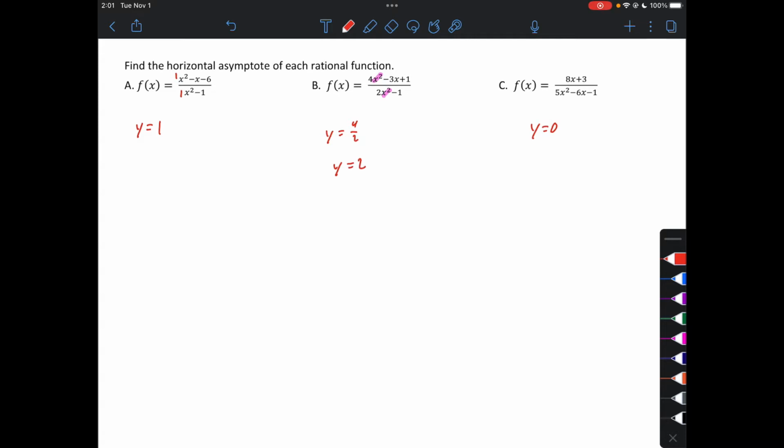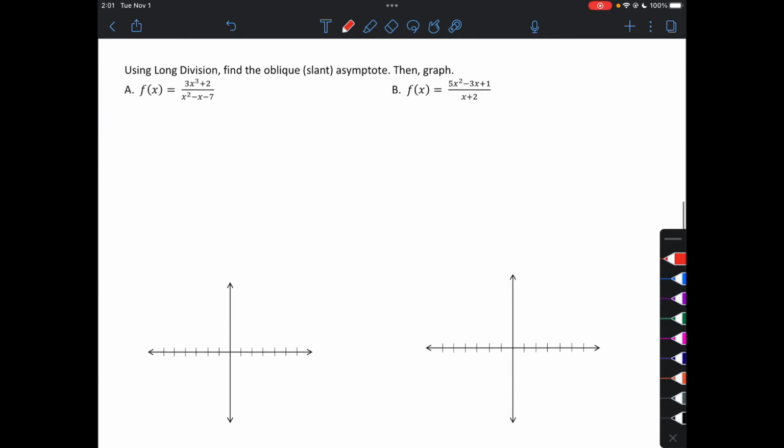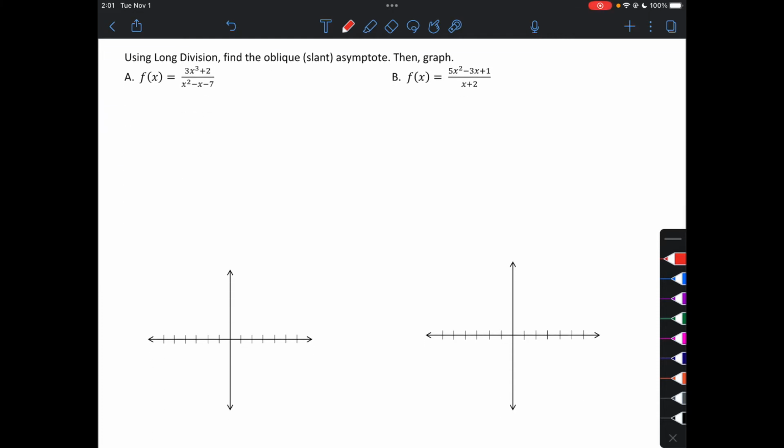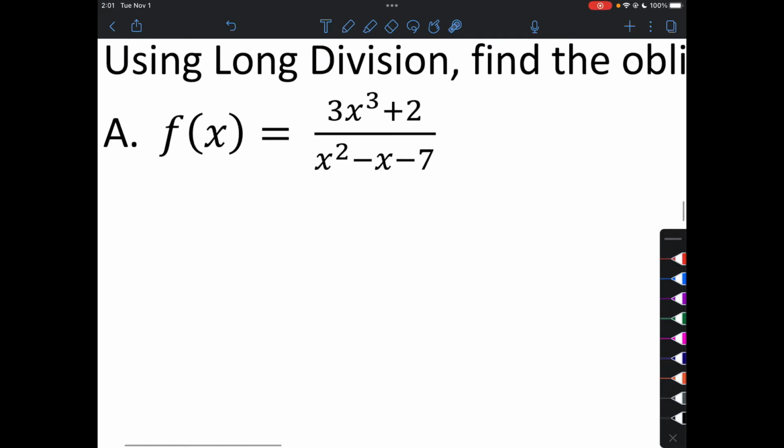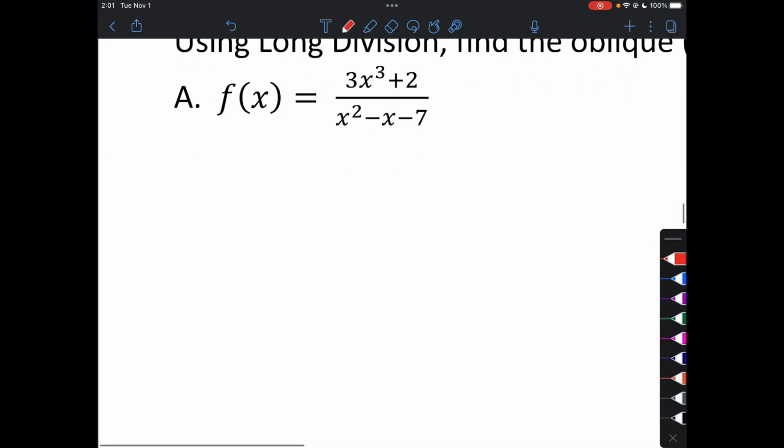However, if it's oblique, it's going to take us some time to work through this. So I have a couple examples here. We need to use long division to find the oblique asymptote, which also can be called the slant asymptote sometimes. And then once we find that, we're going to use that and all of our other information that we know to graph. So first of all, how do I know this has an oblique asymptote? Degree of 3, degree of 2, the numerator is 1 higher. That tells me it's an oblique asymptote.